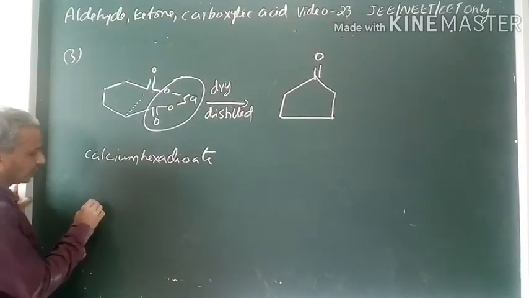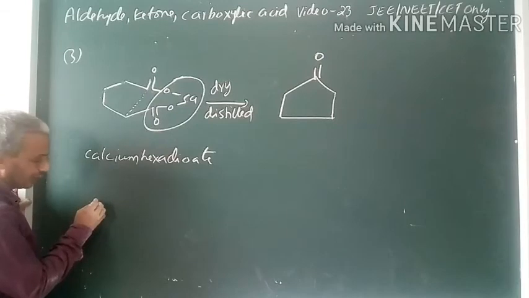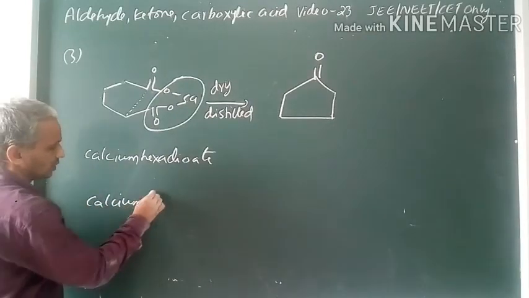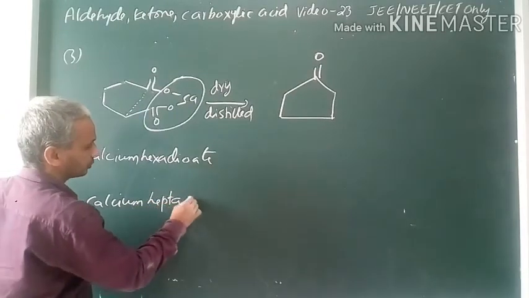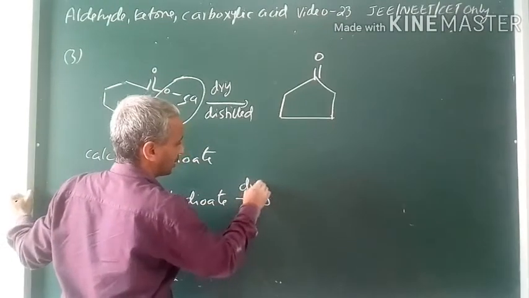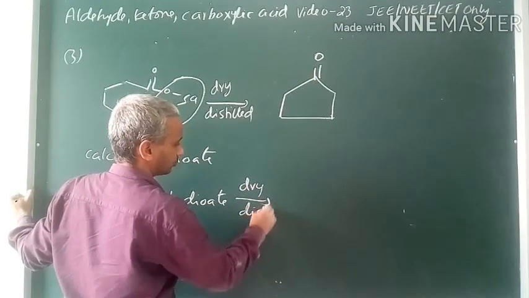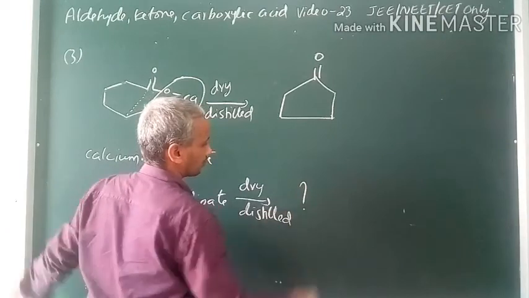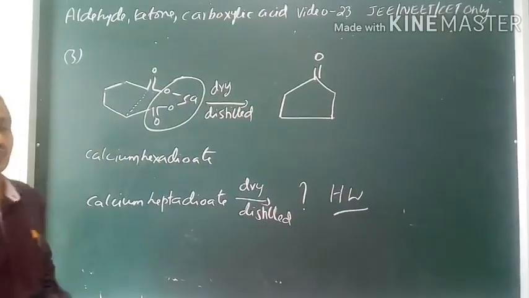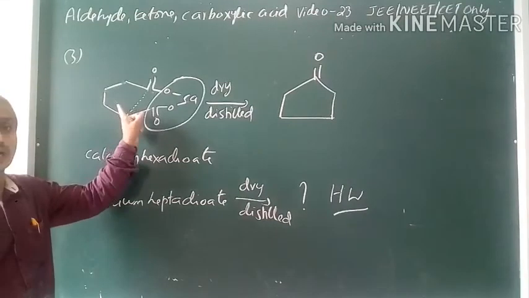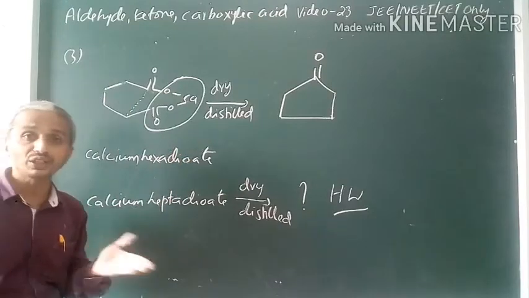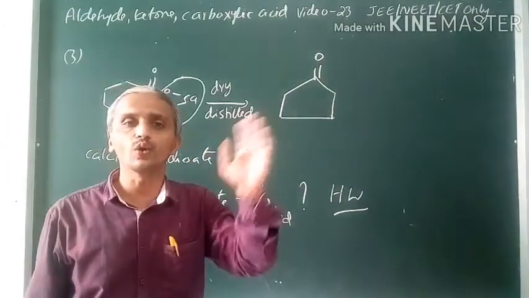Now, if I see the compound like this, calcium heptanedioate, dry distilled. What is the product? What you do? You have to have one more carbon here, one more CH2 group should be there. Means I am going to get cyclohexanone.